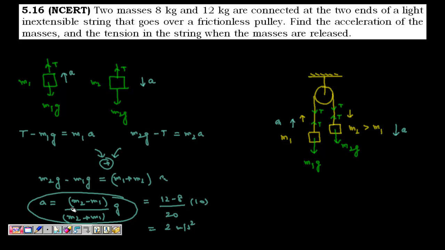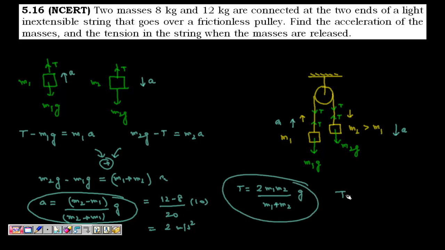Now in order to find the tension, put this value of a in any of these equations, and solving it you will get T as 2 m1 m2 divided by m1 plus m2, into g. So by putting the values you will get 2 into 12 into 8 divided by 20, into 10. So you will get the tension as 96 Newton. So this is our desired result.